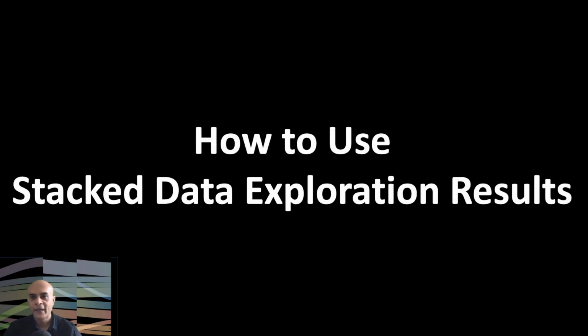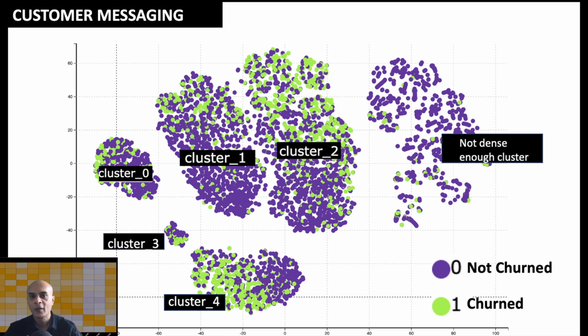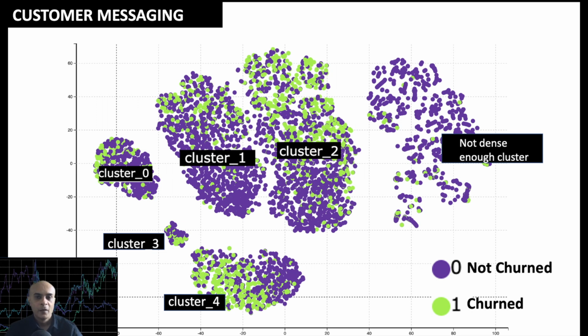Let us now see how we can use the results of the stacked data exploration. So we can use the results in 2 ways. Now one of the very interesting ways of using the results of the stacked data exploration is for customer segmentation messaging. So you can use all the segments which are created above for sending any marketing messages to customers to avoid churn. The messages can be fine-tuned for each segment.